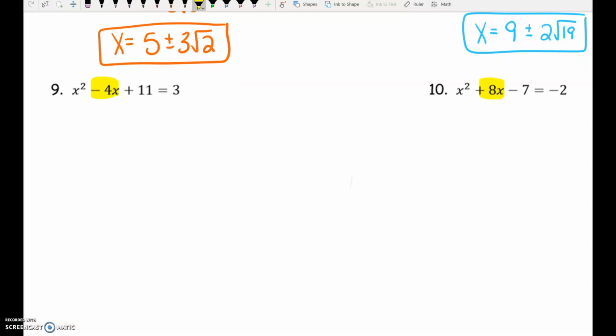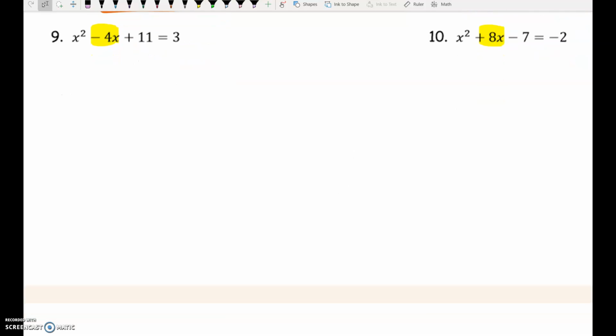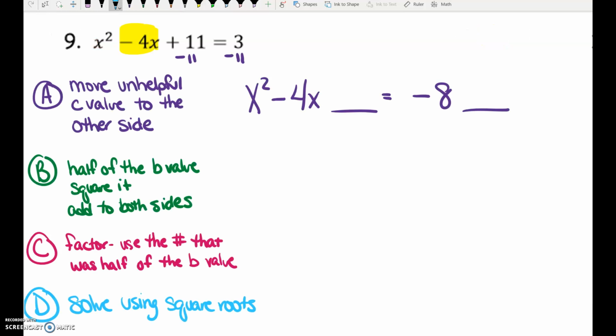Okay, let's try number 9. Do you want to try number 9 on your own? Sure. Pause the video, try number 9 on your own. Okay, so this one's a little bit different than the other two examples because we're starting with equals 3 on the right side. So my first step is move the unhelpful c value. So this plus 11 makes this unfactorable. Move that unhelpful c value to the other side. So I subtracted 11 on both sides and got negative 8 on the right side.